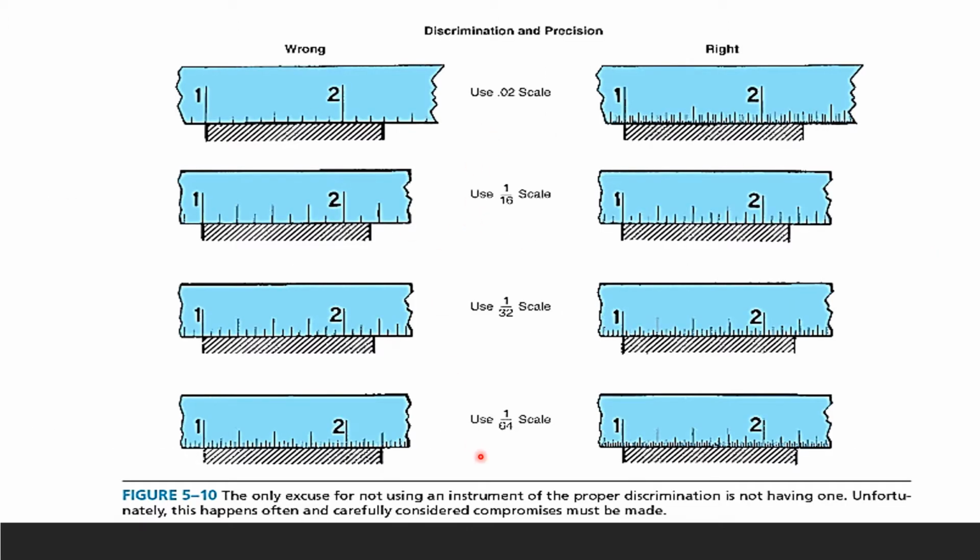And you have to use a proper discrimination to get the right precision. So you can't use a 1/16 scale if you want to get a 0.02 measurement, okay? You have to use that 0.02 scale. You can't use a 1/32nd scale for a 1/64 measurement.